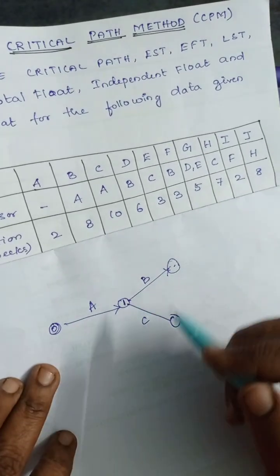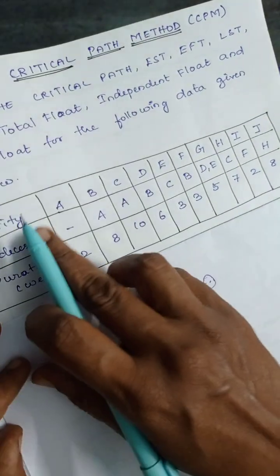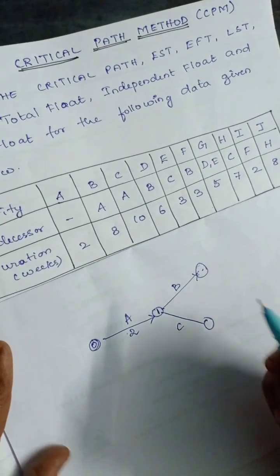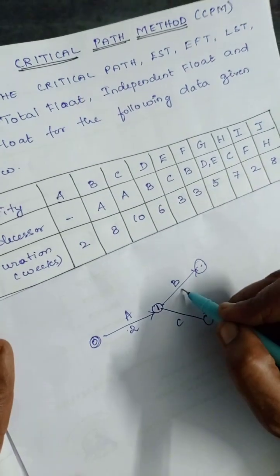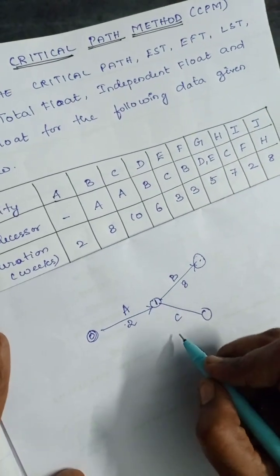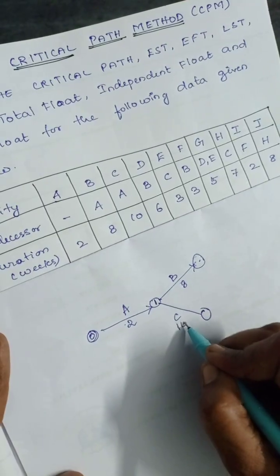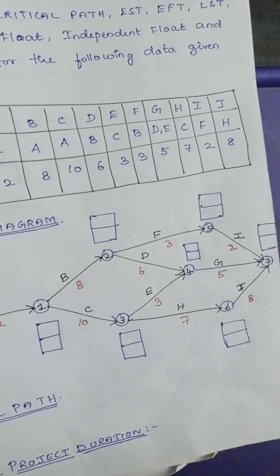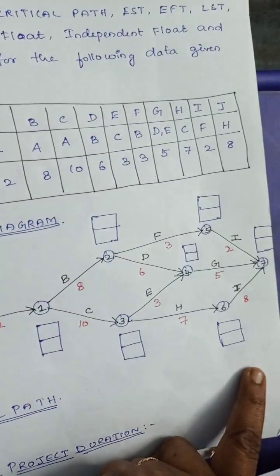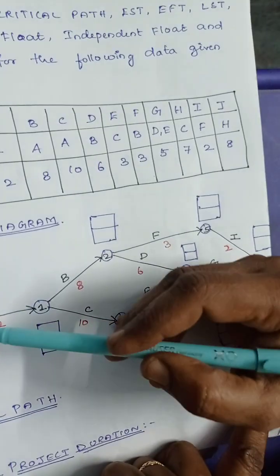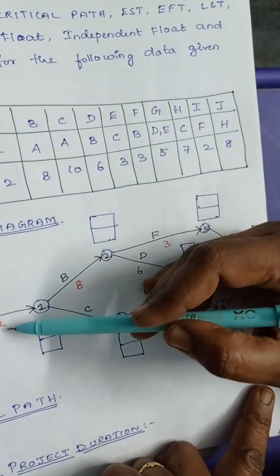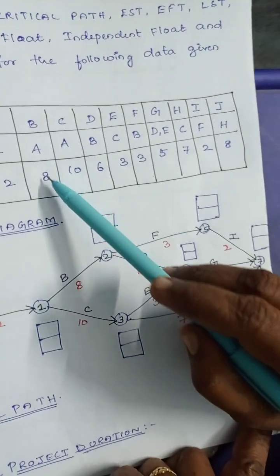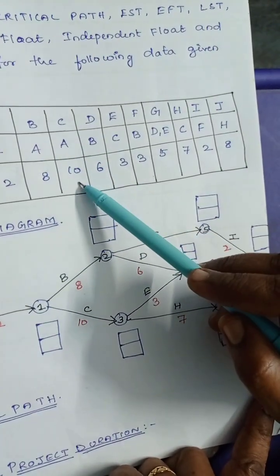Likewise you have to draw the network diagram using these predecessors. The duration of completion of activity A is 2, the duration of activity B is 8 and the duration of activity C is 10. Likewise I have constructed the network diagram for the given data. For A activity the duration is 2, for B activity the duration is 8, and for C activity the duration is 10.